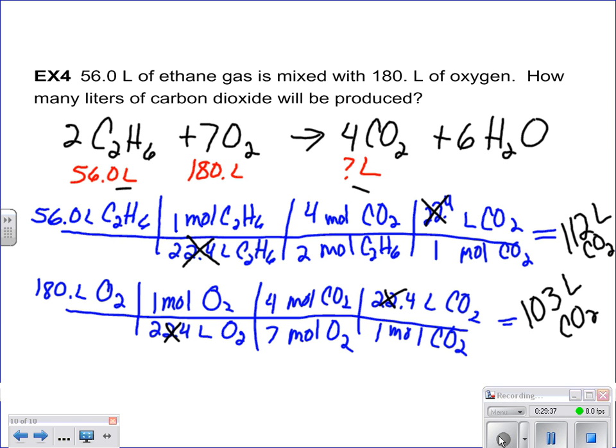So which one of these is the limiting reactant? The second one, which would be what? Oxygen is our limiting reactant. This guy, our ethane, is in excess. We can't really produce 112 liters, not possible. We can only make 103 liters. That is all.